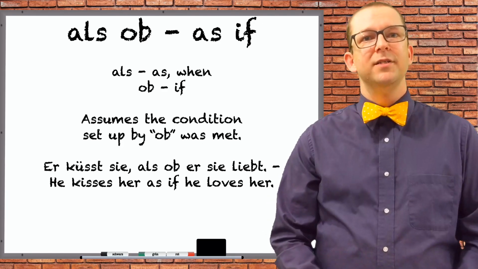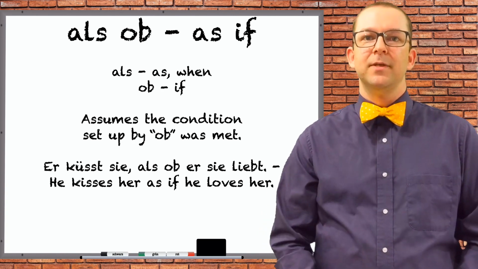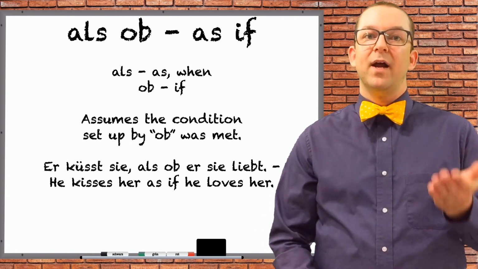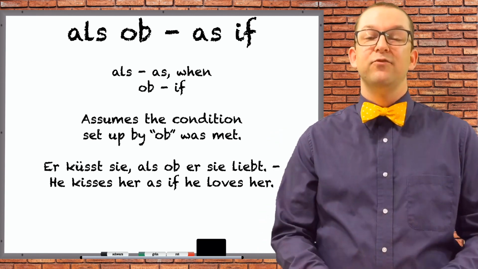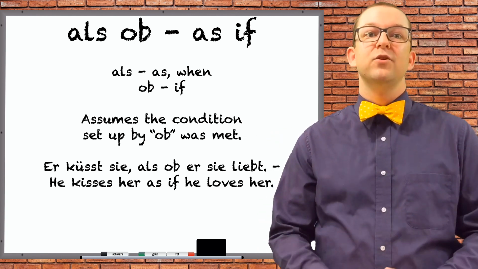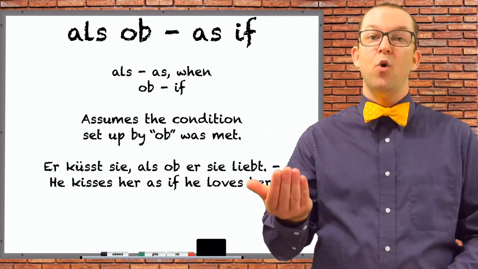With this in mind, you can see how als ob is used. It's used with the condition created by ob and the time indicated by als. This puts them together to form "as if." This makes it so you assume the condition set up by ob was met.